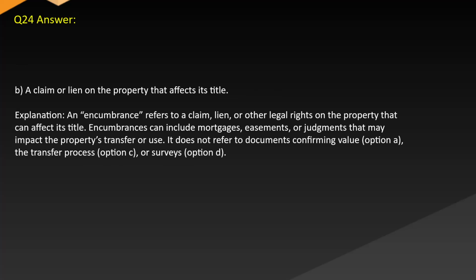Answer: B. A claim or lien on the property that affects its title. Explanation: an encumbrance refers to a claim, lien, or other legal rights on the property that can affect its title. Encumbrances can include mortgages, easements, or judgments that may impact the property's transfer or use. It does not refer to documents confirming value, option A, the transfer process, option C, or surveys, option D.